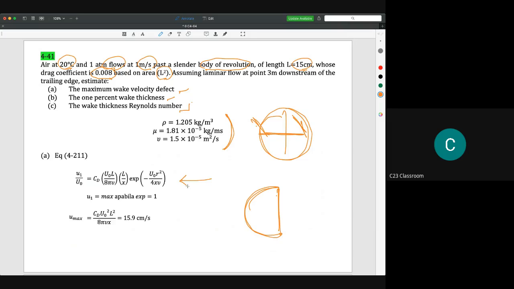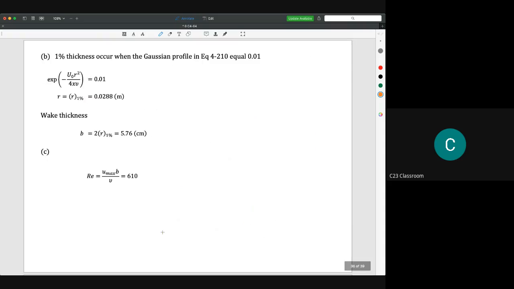We don't have any Reynolds number, so we have this one, and then we substitute everything. We get U max as 15.9 centimeters per second. Then we calculate R at 1%. We don't have any x here, so we have r here. We get around 0.0288 meters, and we can calculate the wake thickness as 5.76 centimeters. Then we can calculate the Reynolds number as 610.